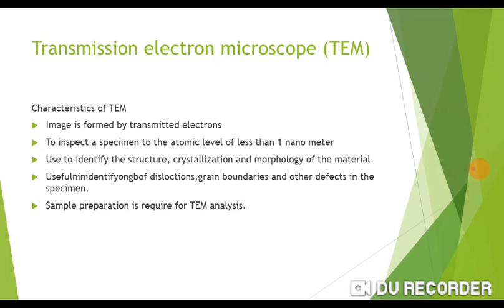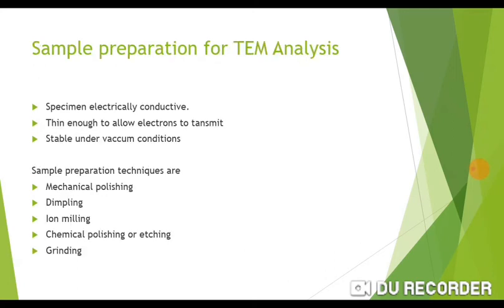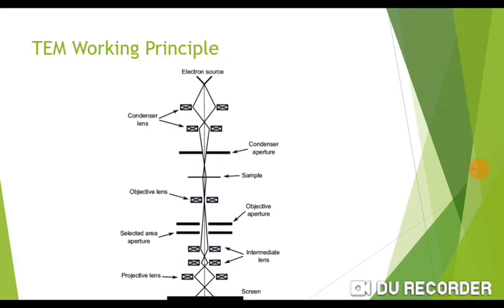Then we talked about the second type of electron microscope, that is the transmission electron microscope. We studied the different characteristics of TEM, what sample preparation is required for TEM analysis, and how we identify the structure, crystallization, and morphology of the material. Then we talked about the TEM working principle. This diagram explains very well how the transmission electron microscope works.